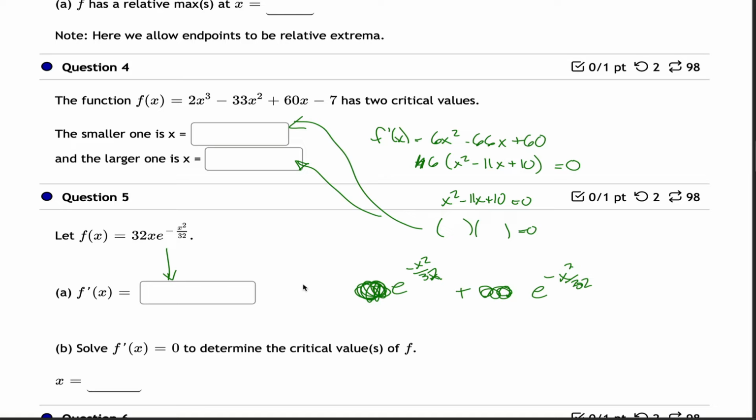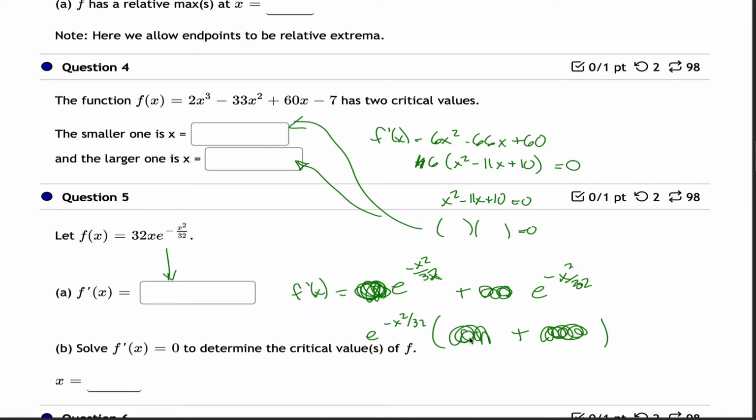Right, so when you take the derivative, f prime of x, I probably should have just done it for you. You'll get something times e to this plus something times e to this. My hint is factor out that e. Right, do e to the negative x squared over 32. Factor that out in front. So you get this mess plus this mess.